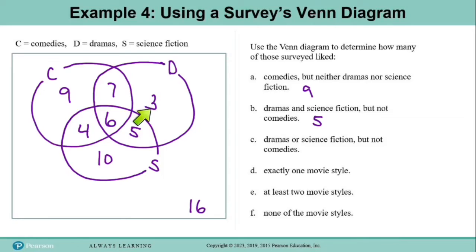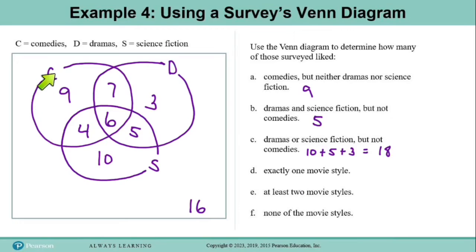Okay, so that would include these 3 people here, these 5, and these 10, but then we would not want to include any of these people because they're all inside the comedy circle. So 10 plus 5 plus 3 is going to be a total of 18 people who like dramas or science fiction but not comedies. And then in part D, how many like exactly one movie style?